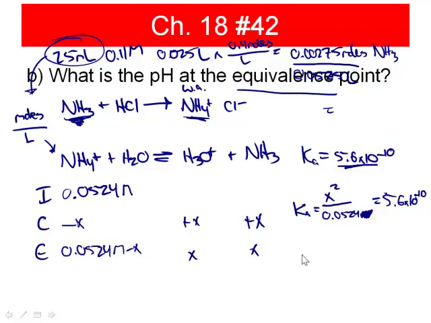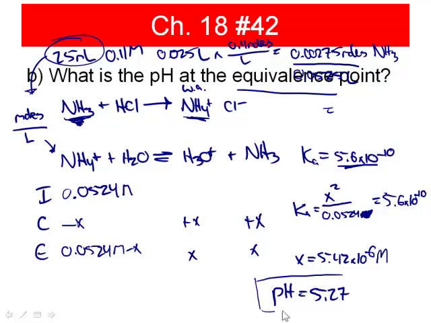Okay, we're back. You guys have found that X is going to be equal to 5.42 times 10 to the minus 6th molar. That is my concentration of hydronium ions. And so it's simple to find the pH from there. The pH of the solution at the equivalence point is going to be 5.27.